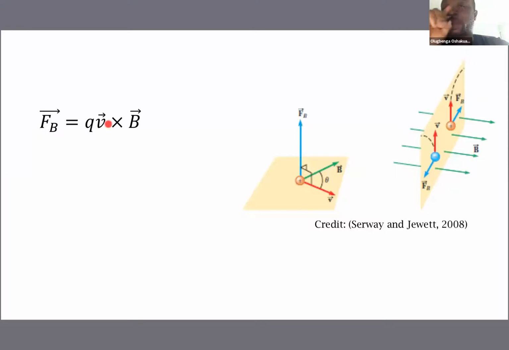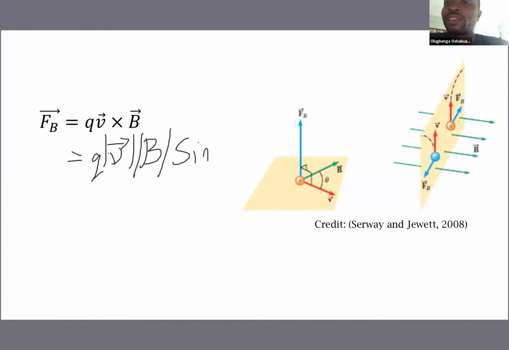And this can also be simplified to Q v B sine theta. You should have learned this from the maths department. It simply shows that when theta is 0, when the angle between the velocity and the magnetic field is 0, then the force will be 0. But it will be maximum when they are perpendicular to each other.